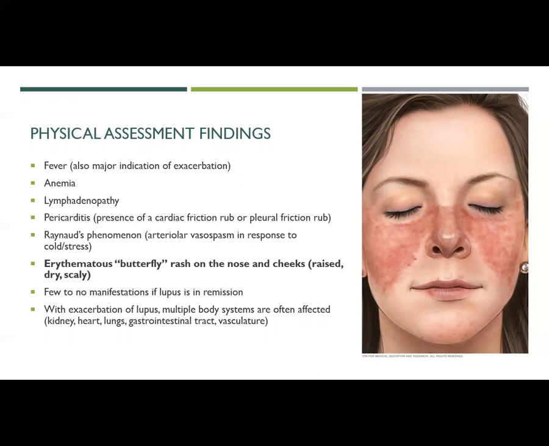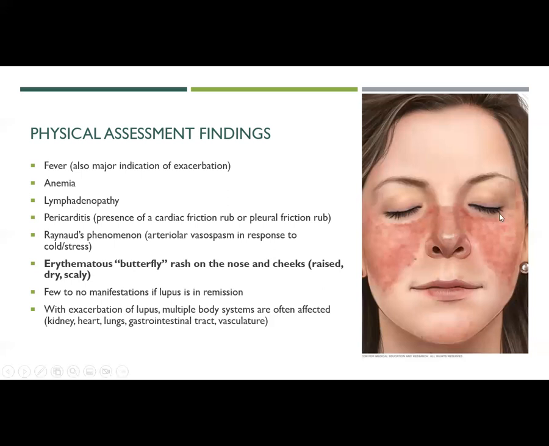The thing about it is there are few to no manifestations if lupus is in remission. With exacerbation of lupus, multiple organ systems are often affected. That can be things like your kidney, heart, lungs, GI tract, and vasculature.